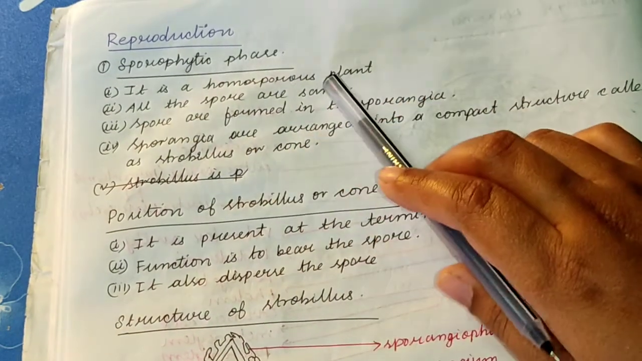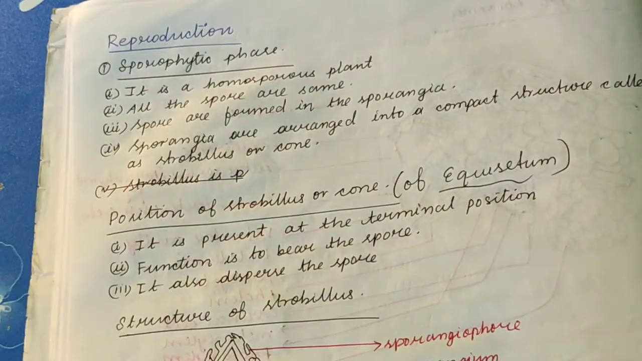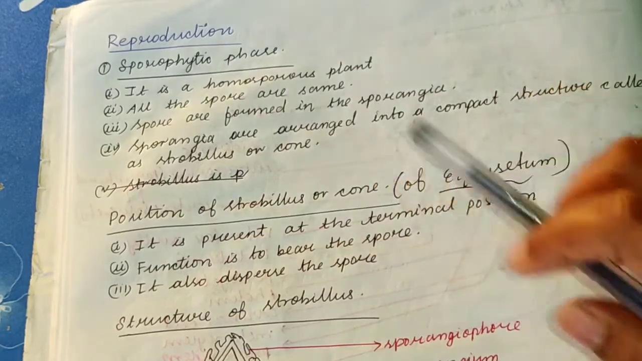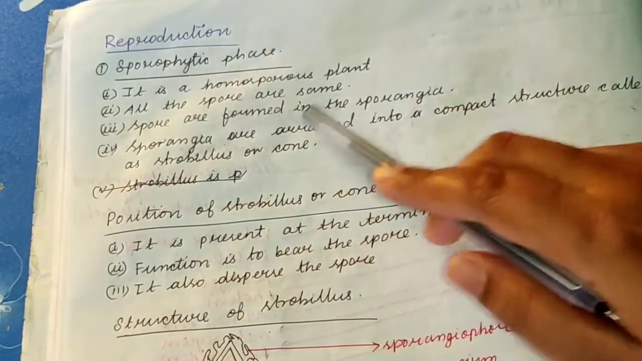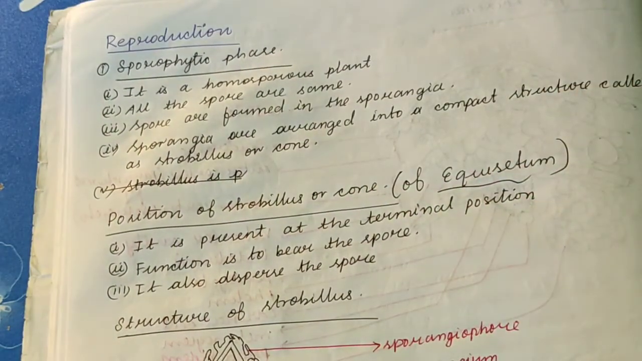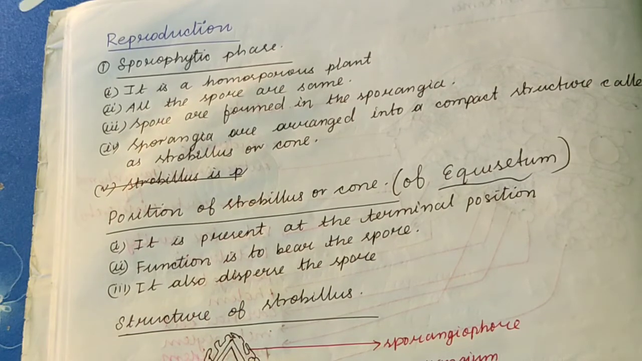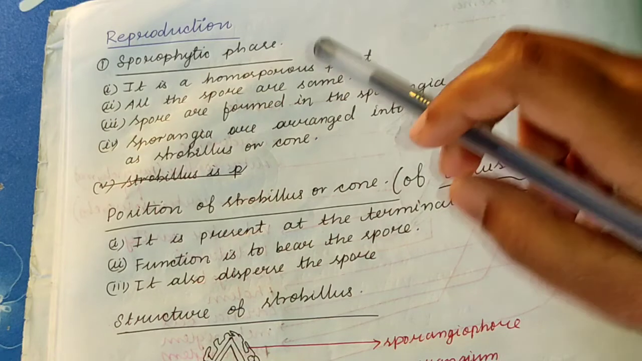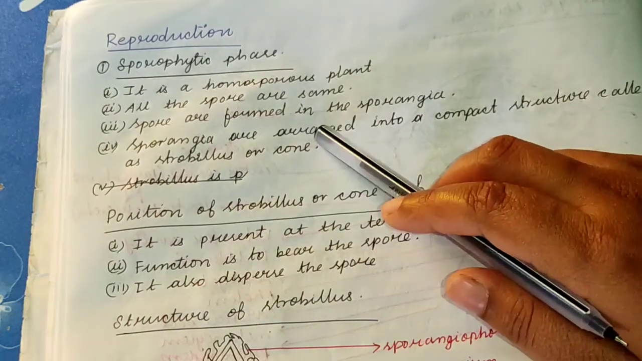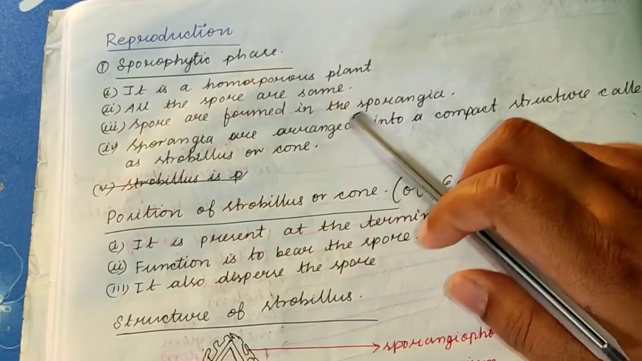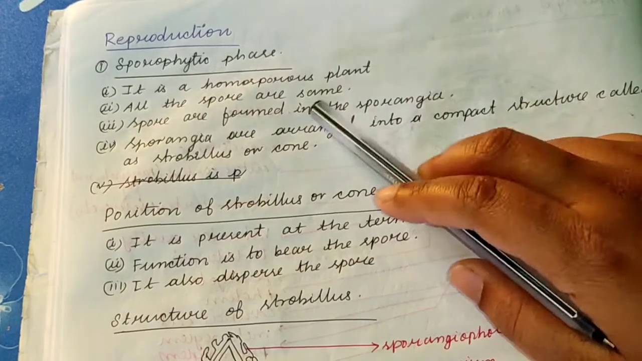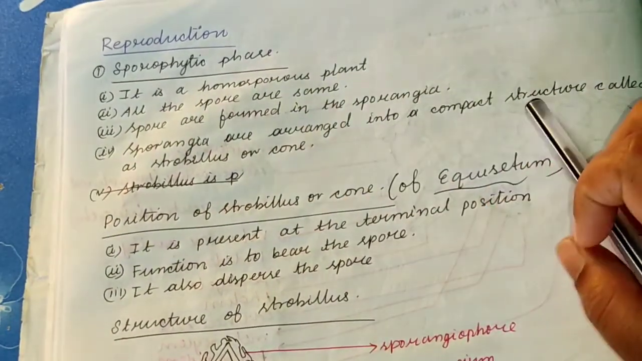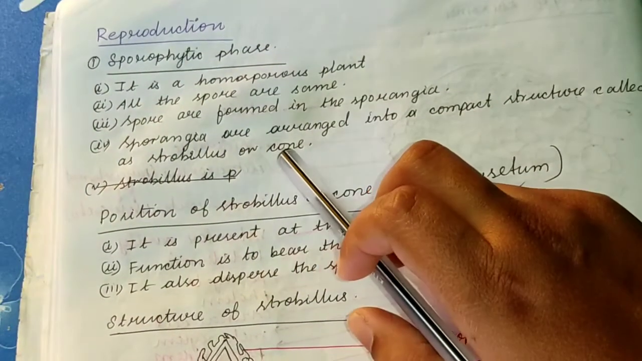It is a homosporic plant. Equisetum is a homosporic plant. That means it produces the same type of spore, and the spores are arranged in sporangia. So the spores produced by the Equisetum plant are formed in sporangia, and the sporangia are arranged into a compact structure called a strobilus or cone.